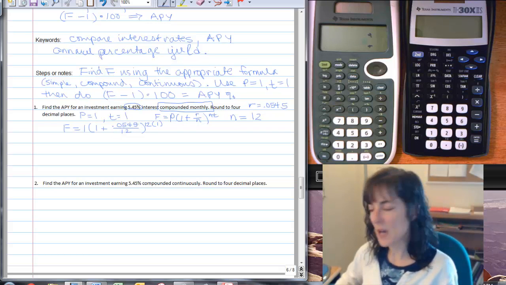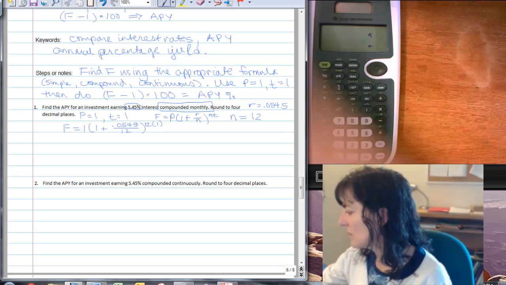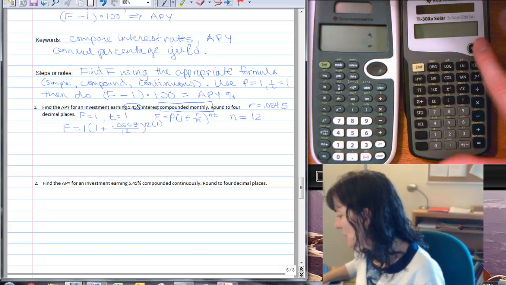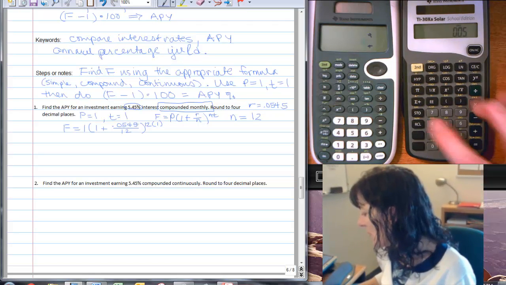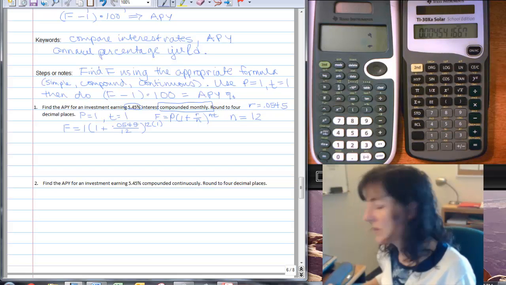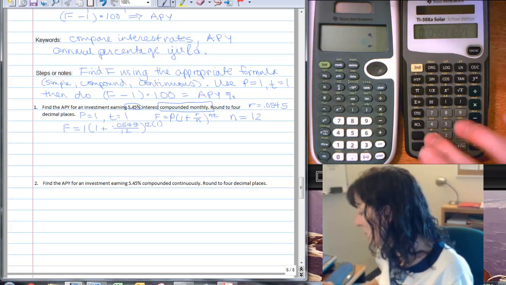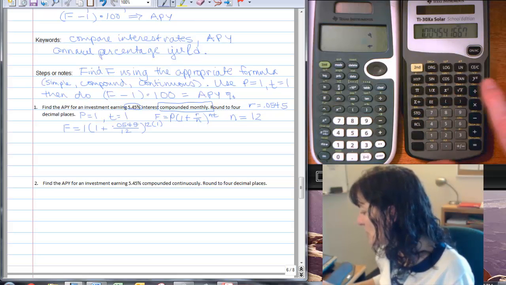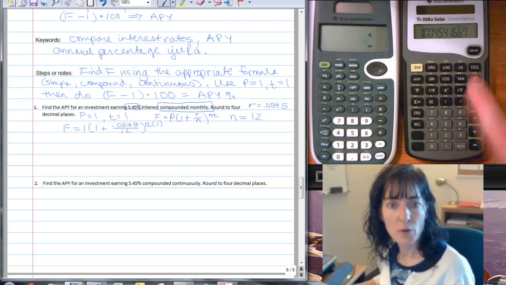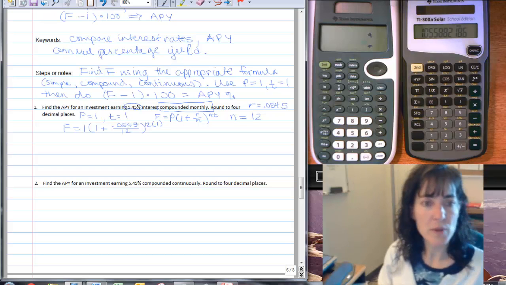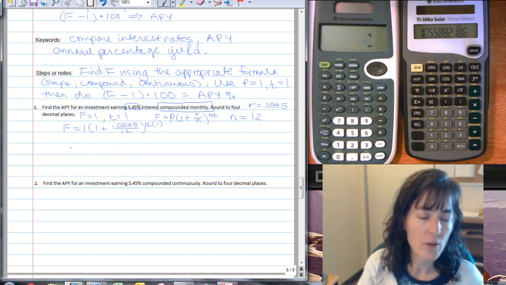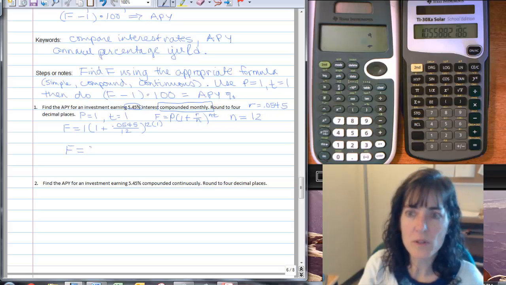So I need to use my calculator. I'll show you with this one. So I have 0.0545 divided by 12 plus 1, and then raised to the, so it's that y to the x button, raised to the 12 times 1, or just 12, and that gives me my F. So my F equals 1.055882, and it goes on and on.